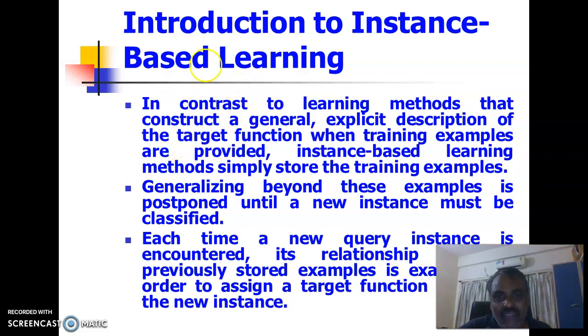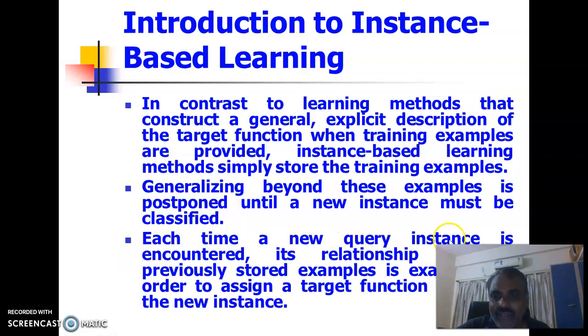Understand the difference? In the previous algorithms, when we fed the training examples, we tried to form a hypothesis. But here, the training examples are just going to be stored. Generalization beyond these examples is postponed until a new instance must be classified. So much processing is going to take place when we feed the instances. That is not the case with the previous algorithms, for example the Bayesian learning algorithm.